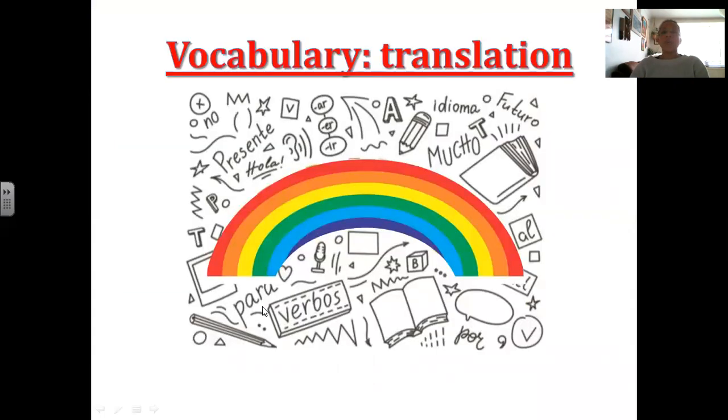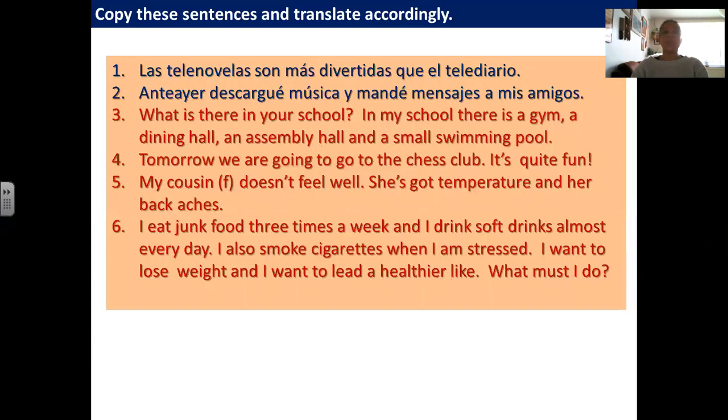So then for vocabulary, I've just given you a few translations to do, which is just these activities. So these activities cover different topics that you learned from September, okay? The ones in blue mean that you're translating from Spanish to English, which tends to be easier. And the other ones in brown color mean that you are translating from English to Spanish, which tends to be more difficult, okay? I want you to copy these sentences and then translate them accordingly.